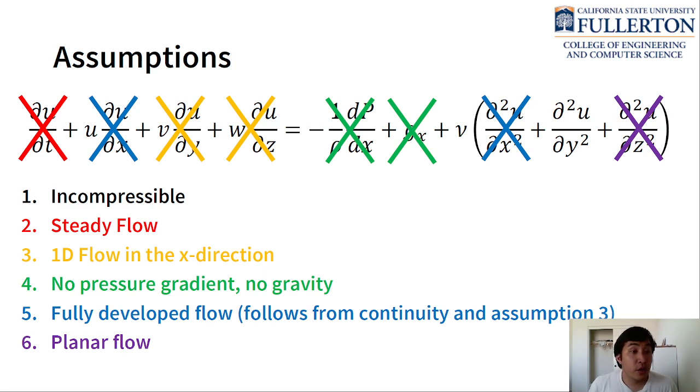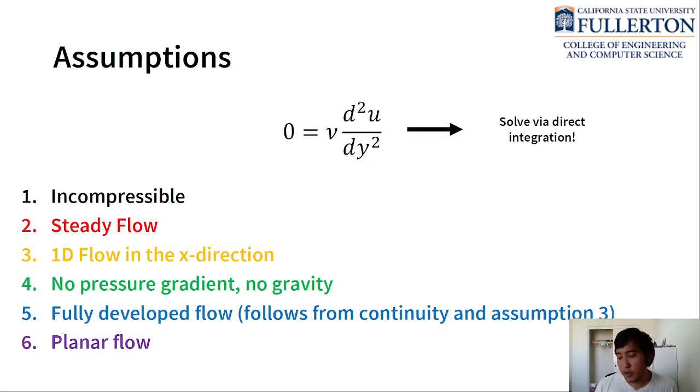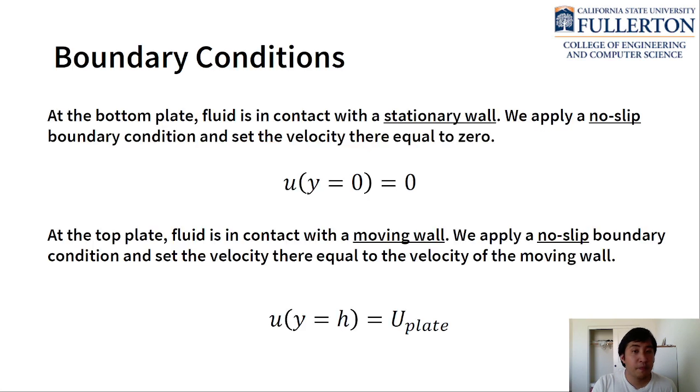Okay. Next, we're going to assume fully developed flow. That means any derivatives of the velocity with respect to x, we're going to set equal to 0. Alternatively, you can get that same assumption by following the continuity equation and applying assumption 3. And then finally, we need to cancel out the very last term, the derivative with respect to z, using a planar flow assumption. So what we're left with after all that carnage is just one single term, which is just the viscosity term in the y direction. The nice thing about this is that it's a simple equation that we can solve just by direct integration. But before we do that, let's state our boundary conditions.